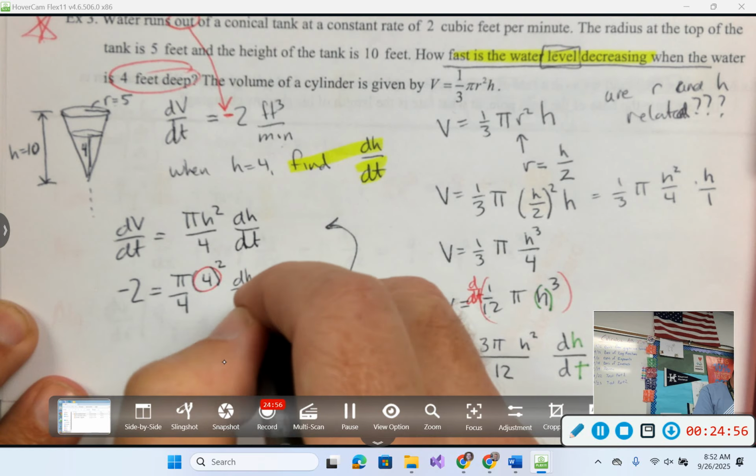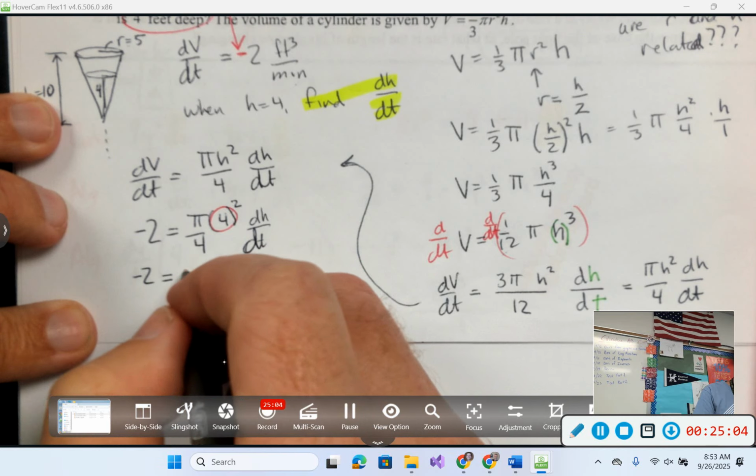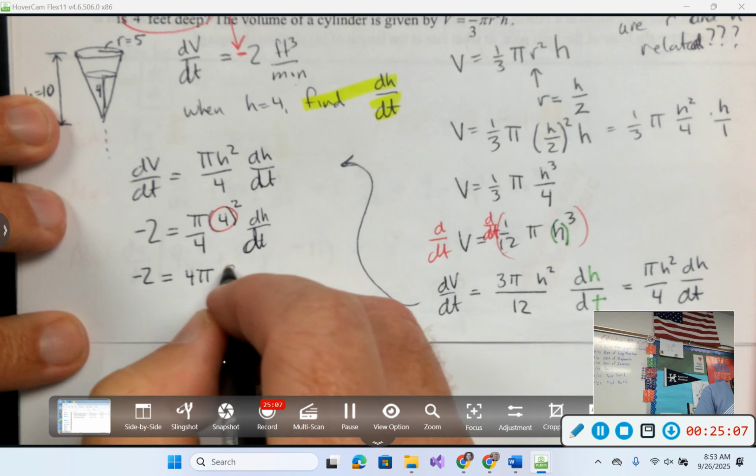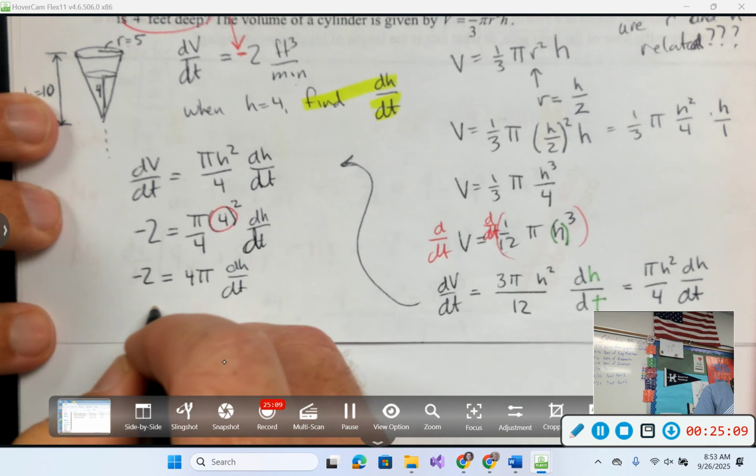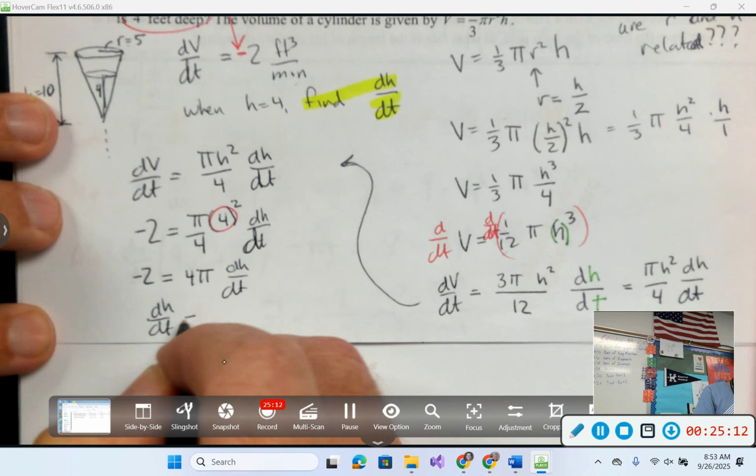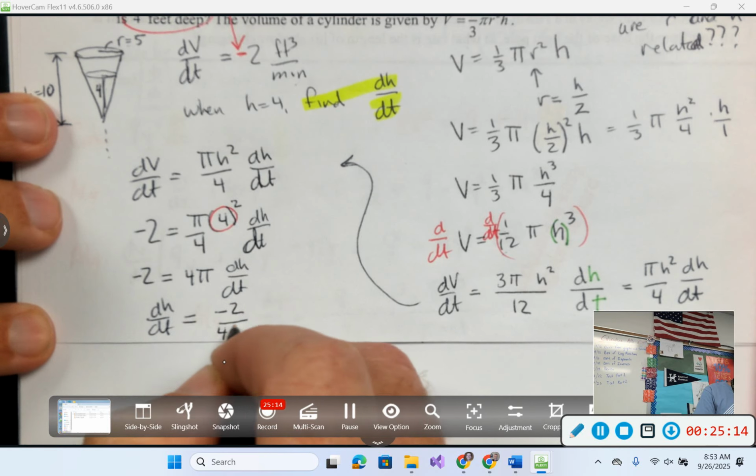Okay, so -2 equals 16 over 4 is 4 pi dh/dt. I'm almost out of room, but I'm also done. Negative 2 over 4 pi is dh/dt. I did not keep up with units, but I can get units from dh/dt. So what are the units of h? Feet. And what are the units of t? Time, that's minutes. So that answer has to be in feet per minute.